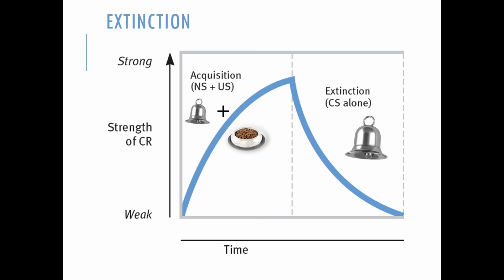Now, to make that association go away, we want to do a process called extinction. We want to extinguish the response. So what we're going to do is repeatedly present the conditioned stimulus by itself. We keep ringing the bell with no food following it, so that ultimately the learner comes to understand that the conditioned stimulus no longer means anything. It's gone back to a neutral stimulus.